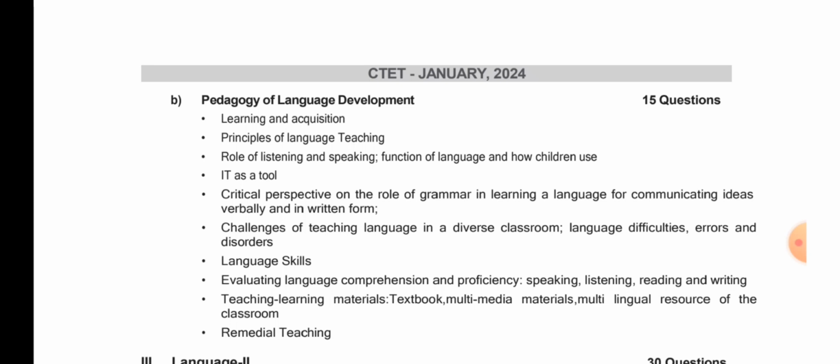All right, language skills, I already told you, LRSW. Then evaluating LRSW, what do you mean by LRSW? L means listening, S means speaking, R means reading, W means writing. Remember this. Evaluating language comprehension and proficiency: speaking, listening, reading, writing. See, it came right. LSRW. Now, teaching, learning, interiors, textbook, multimedia, materials, multilingual resource of the class.